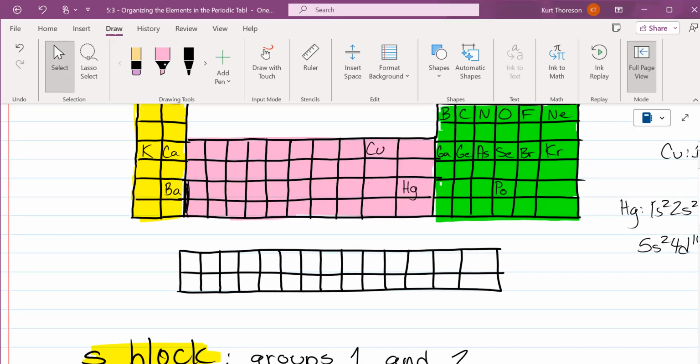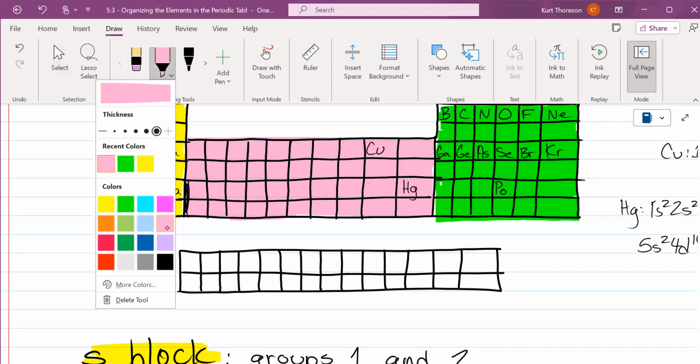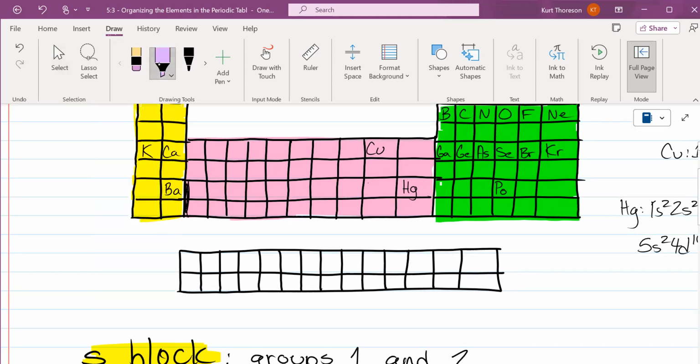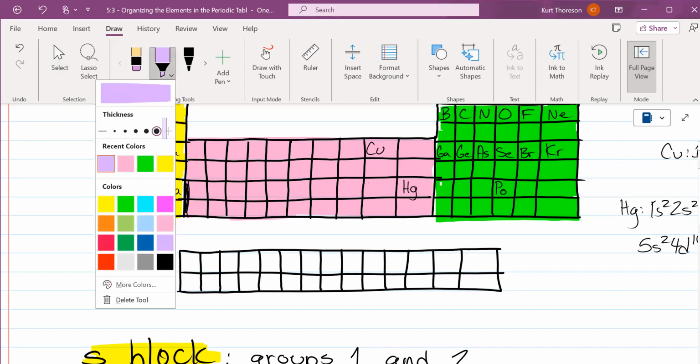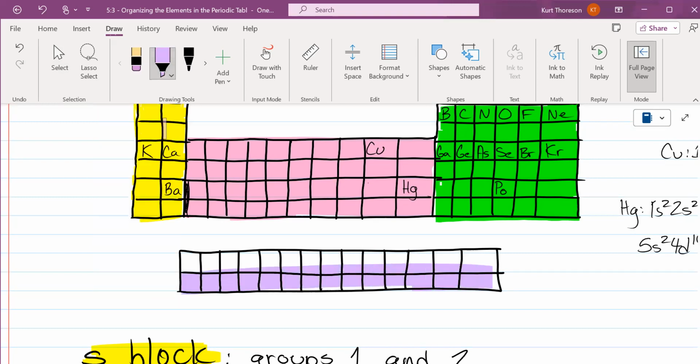Then let's do the last block. Which one are we missing? We're missing the F block. Go ahead and color it in. I'm going to use purple. If you don't have purple, use a substitute. Do something different.